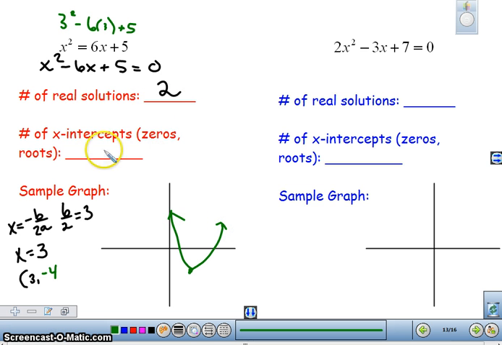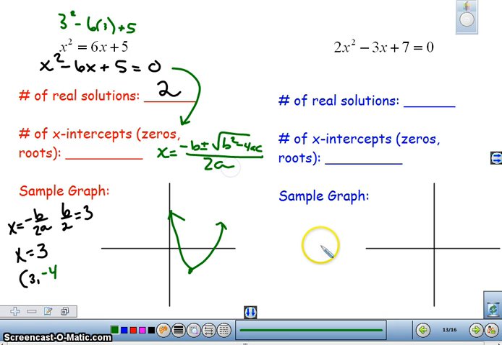Could you actually find what those actual solutions are? Yes. This is when you would probably use your quadratic formula. So to find the exact solution, x is equal to negative b plus or minus the square root of b squared minus 4ac, divided by 2a, and you would get that solution. You can try this next one. We already knew we had 0 solutions, which means there are no x-intercepts.